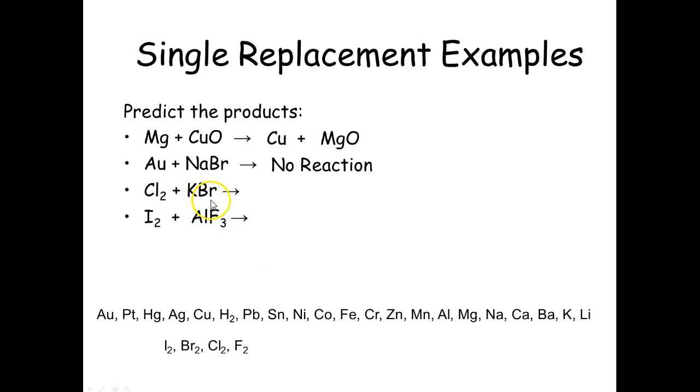Cl2 and KBr. We're looking at Cl2 here and Br there. Cl is more active, so it wants to be in the compound, so it will bump the Br off. So you'll have Br2 and KCl. And then I2 and KF, you can see I2 is very low reactivity and F is very high. So F wants to be in the compound as it is, and so no reaction will occur. I will say that the Cu and the MgO and then the Br2 and the KCl could be flip-flopped in the products. It doesn't matter which substance you write first.